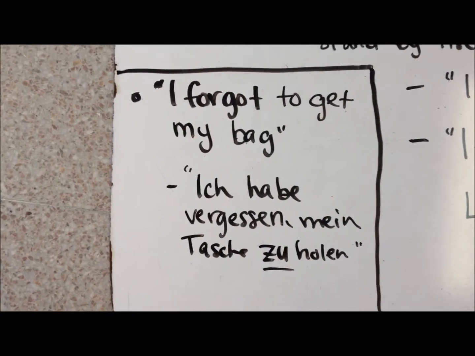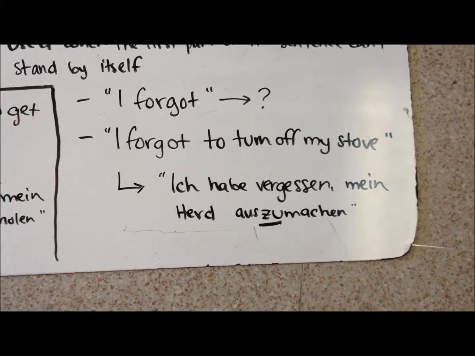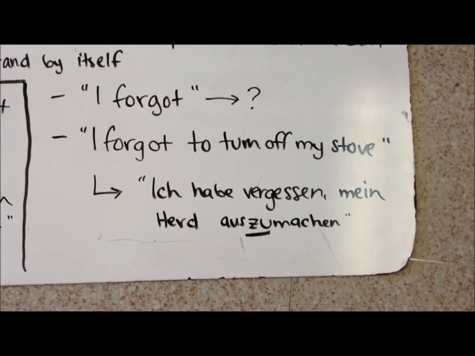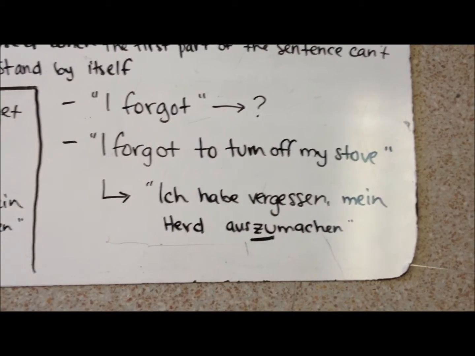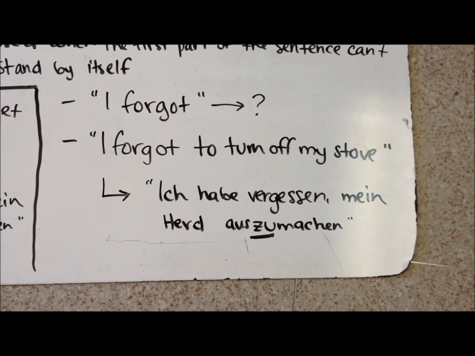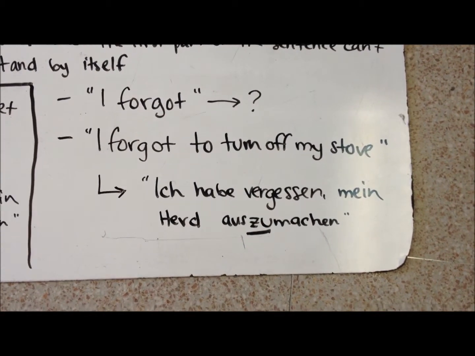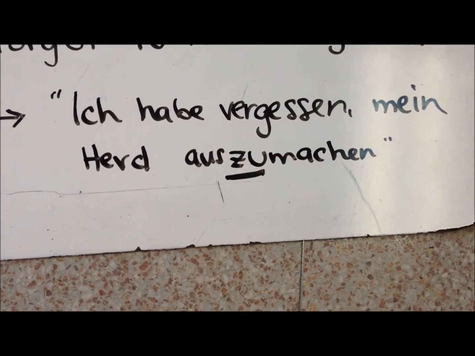When you have a separable prefix verb, such as ausmachen, the zu goes in between the prefix and the verb stem. So for example, if you were going to say, "I forgot to turn off my stove," in German you would say, "Ich habe vergessen, meinen Herd auszumachen." See how the zu is in between the prefix and the stem.